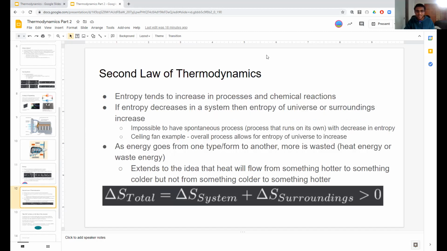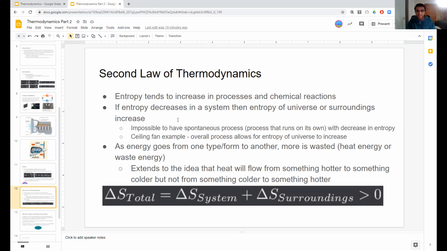That leads us directly to the second law of thermodynamics, which tells you that in processes and chemical reactions, the entropy will always increase. If the entropy of a system decreases, then the entropy of the surroundings will increase. We talked about system, boundary, and surroundings. So if entropy in the system decreases, the entropy in the universe has to increase to compensate for that. A spontaneous process that runs on its own is impossible with a decrease in entropy. The entropy will always have to increase or stay constant at best, but it can never decrease.